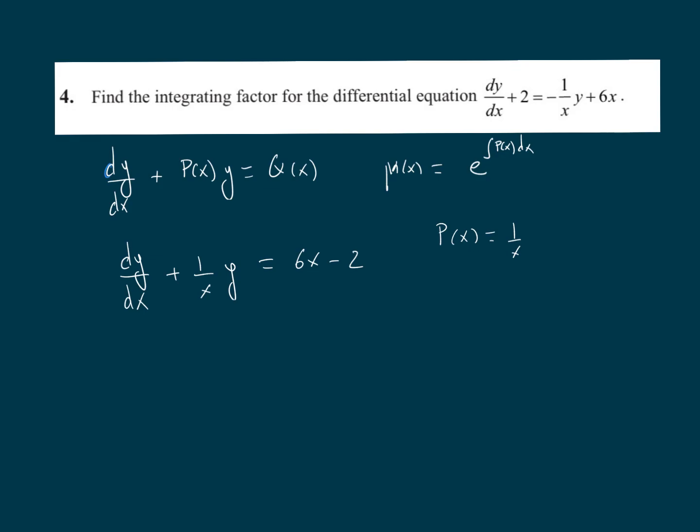Who is the integrating factor mu of x? How will you find it? It is e to the integral of p of x dx, or e to the integral of 1 divided by x dx. The integral of 1 divided by x is natural log of x, and e to the natural log of x is x. So mu of x is x, and the question is solved.